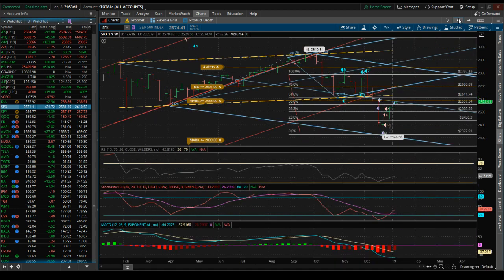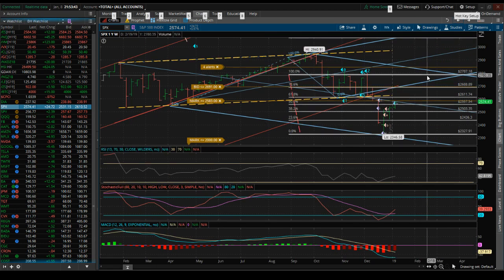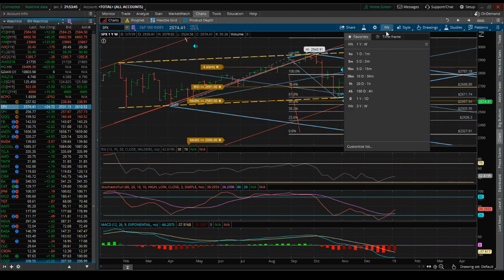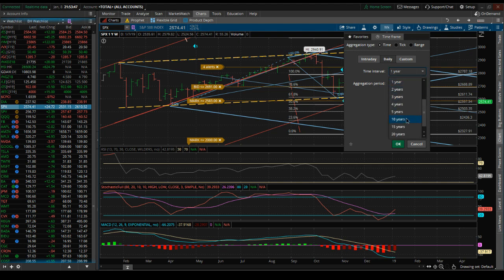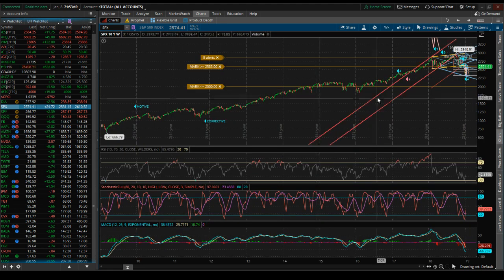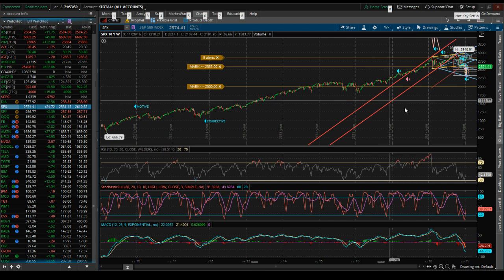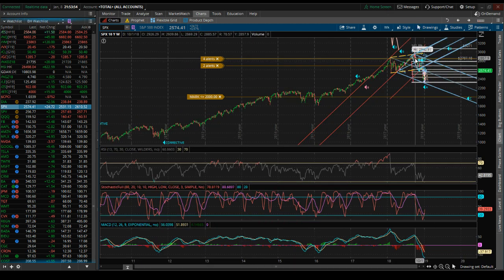Let me go to the weekly. I don't know how far I can pull back here. Let's go 10 years. So some people are like, okay, maybe this is just a wave 4 correction to a bigger wave 5 that's coming up, right, for the most part.